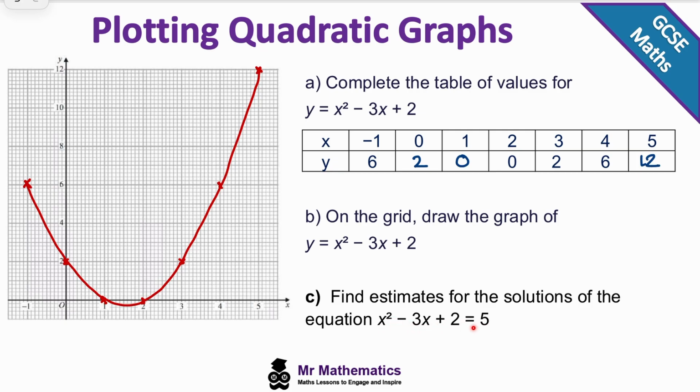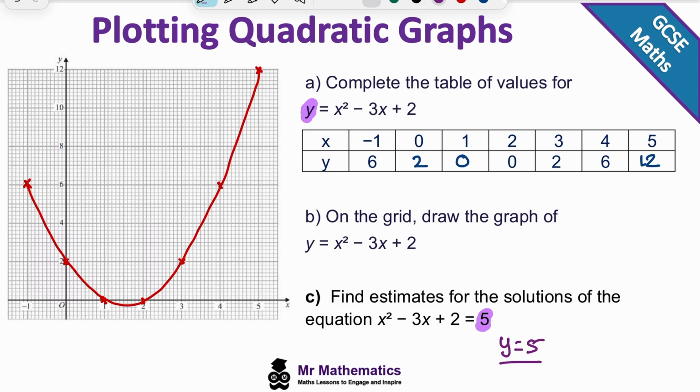Now for part C, find the estimates for the solutions of the equation x squared minus 3x plus 2 equals 5. So the question is, how does the equation look different to the graph we've drawn? Well, this is the equation of a graph. This is the equation we need to solve. How do you think this looks different to this? Can you see that this value of y has been replaced with a 5? So this tells us then that y must equal 5.